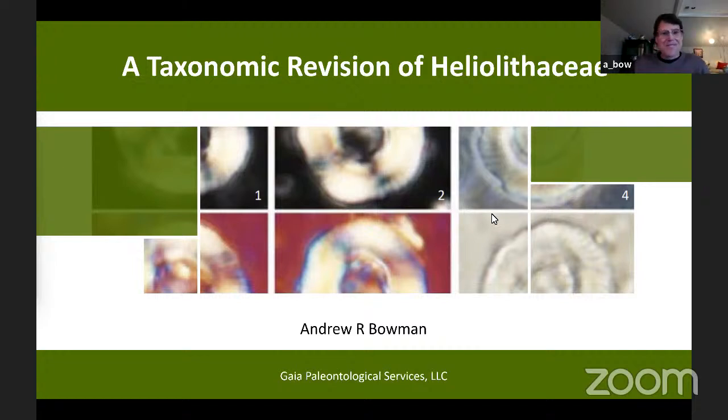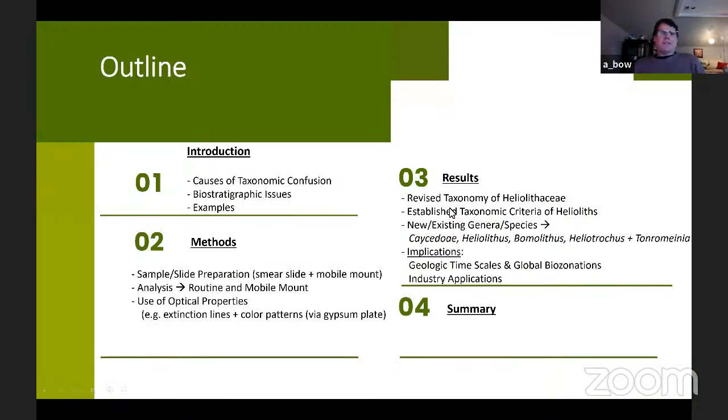So here we go. The title is the taxonomic revision of the Heliolithus, and the outline of the presentation: just a brief introduction, getting into the methods about sample prep, slide preparation, the analysis as far as routine analysis and mobile mounting, the use of the optical properties that we established, or that we used from previous literature, and then finally the results, the taxonomic groupings, the new and existing genera and species, and then any sort of implications.